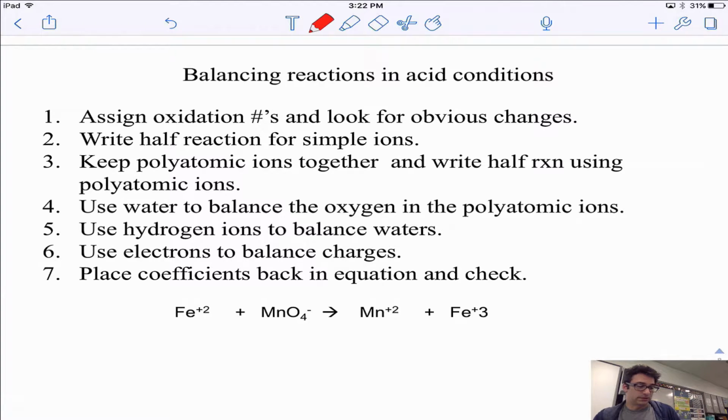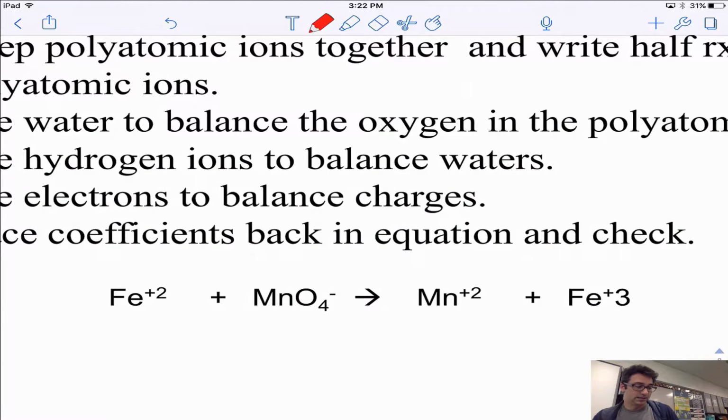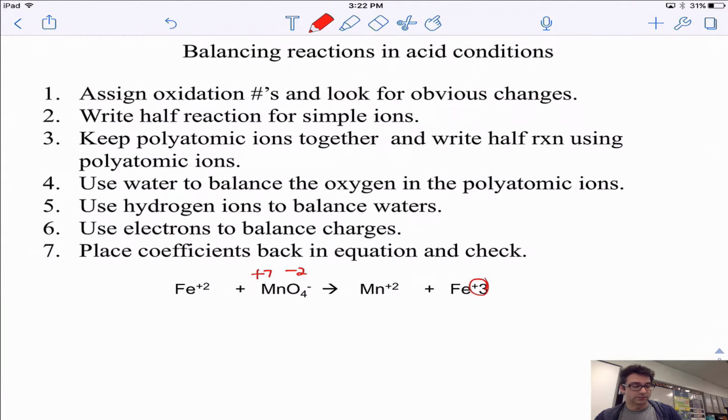The first step is to assign the oxidation numbers and look for any changes. So if I zoom in here on this practice one that I'm going to do with you, the Fe is already assigned, the Mn is +7, the O is -2. On the other side, the Mn is +2 and the Fe is +3. So all the oxidation numbers are assigned.